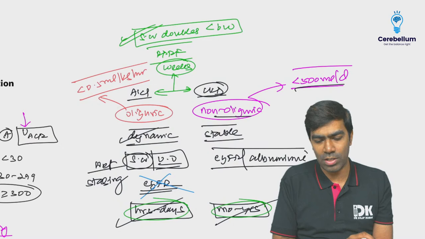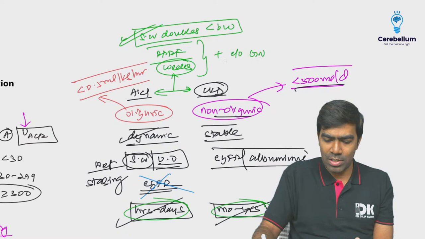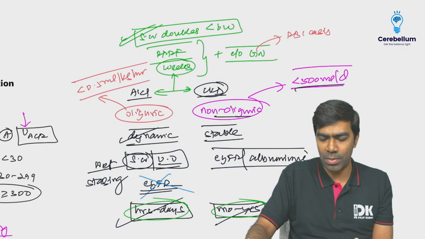Many students think that RPGN is a pathological diagnosis. Absolutely not. RPGN is a clinical diagnosis. All you need to diagnose is evidence of glomerulonephritis. What is the evidence of glomerulonephritis? Just look at the urine. If you see RBC casts, hematuria, dysmorphic RBCs, RBC casts, that's it. It's RPGN.